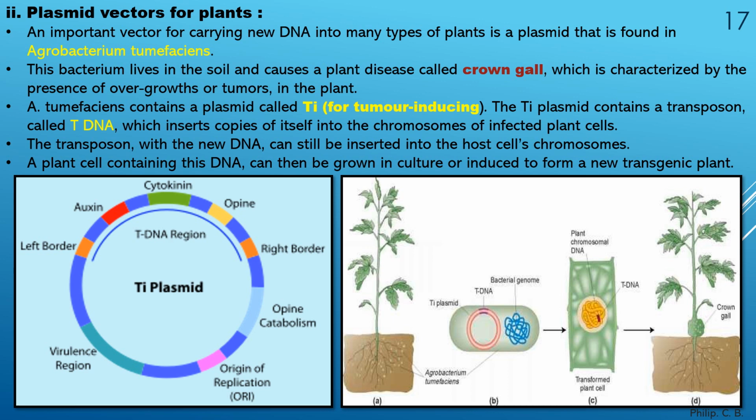Again, see the image on the left side: the Ti plasmid, the left border, auxin, cytokinin, opine, right border, opine catabolism, origin of replication, that is ORI, and the virulence region. You can see on the right side the plant where the Ti plasmid, T-DNA, and bacterial genome are transformed into the plant cell, and which can be used. So it can be used for various purposes according to the need.